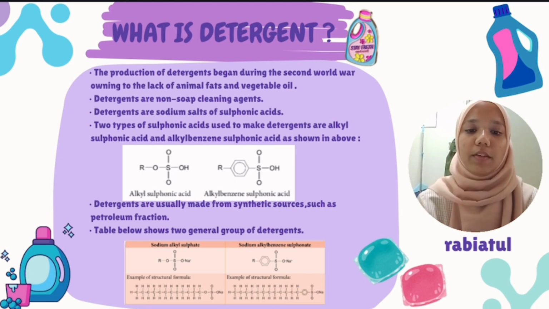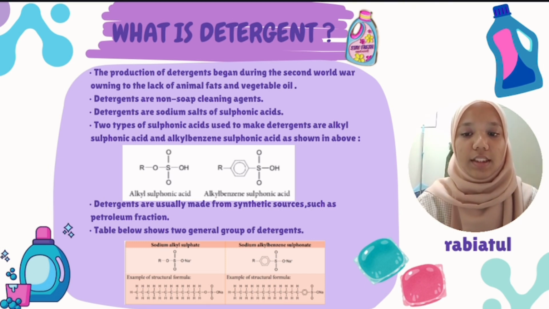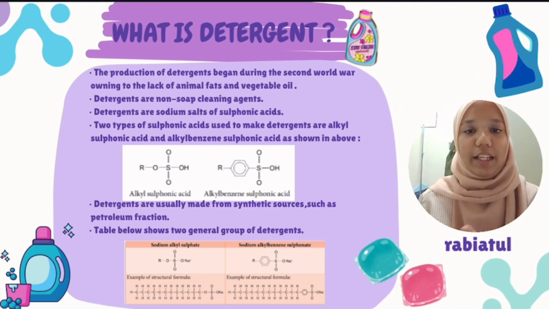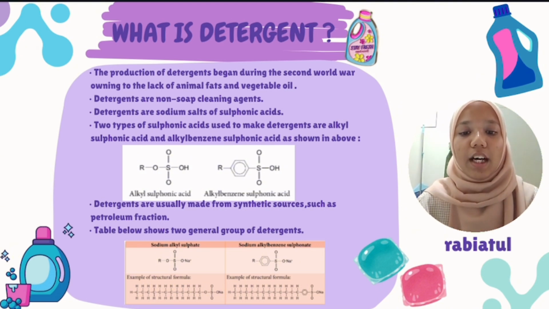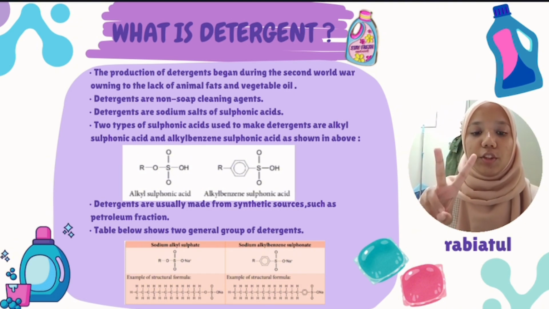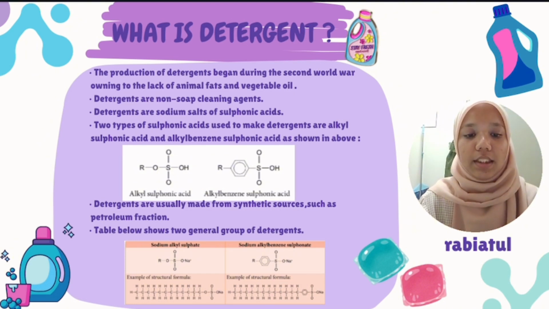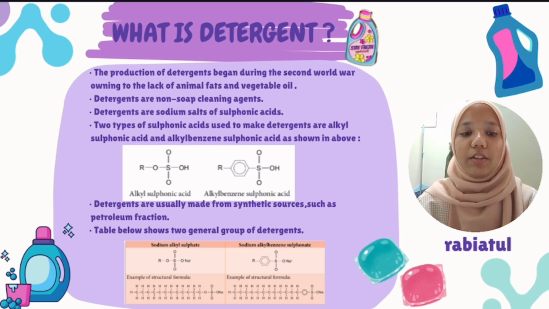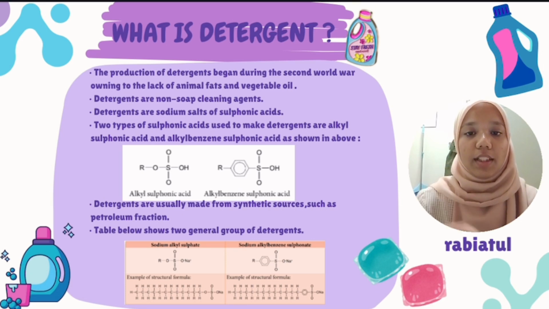Two types of sulfonic acid used to make detergents are alkyl sulfonic acid and alkyl benzene sulfonic acid, as shown in this slide. Detergents are also usually made from synthetic sources such as petroleum fraction. Examples of two groups of detergent are sodium alkyl sulfate and sodium alkyl benzene sulfonate.